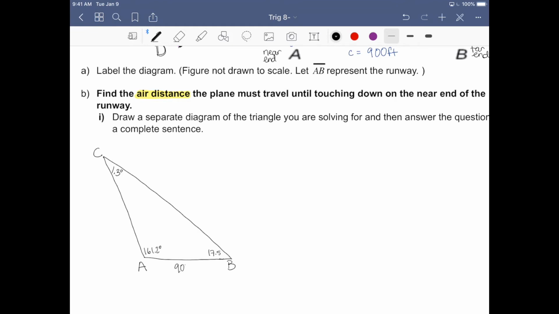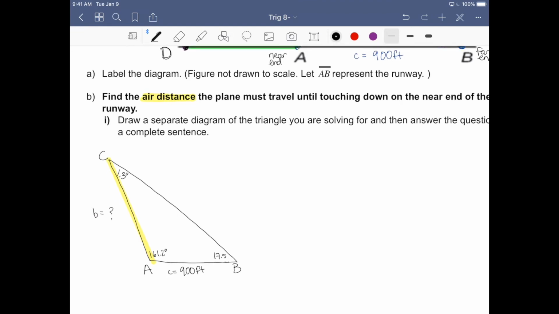I know that the runway is 900 feet. That's our little c here. And I'll just re-highlight it. That's what I'm looking for, that air distance. So I'm looking for little b. I want to know what this one is. All right, so I have all three angles of a triangle and I have one of the sides. So I can use the law of sines here because I have an angle and the side opposite it.